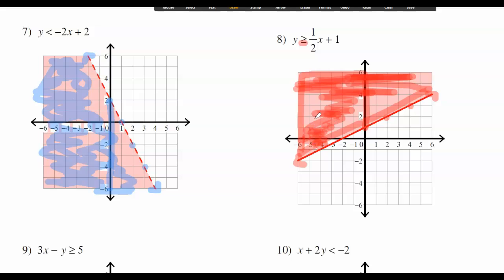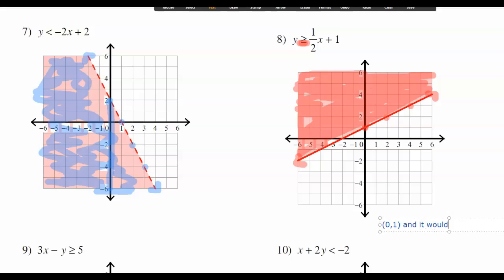Now in the case of 7 versus 8, in 7, solutions cannot come from on my line. In 8, solutions can be on the line because 8 includes them with the equal to, 7 does not. So if you're picking true or false answers, in 8, you could pick the point 0, 1, and it would be true because it's on the line and the line is solid.